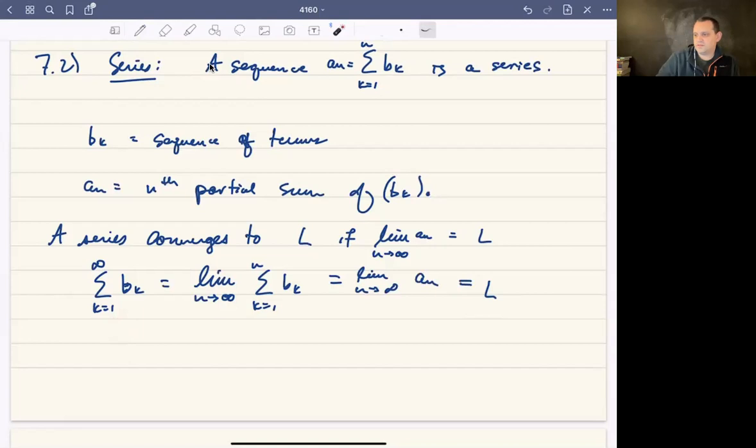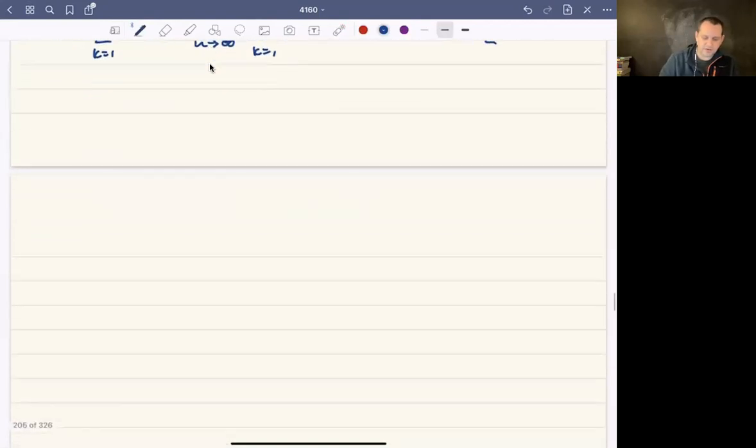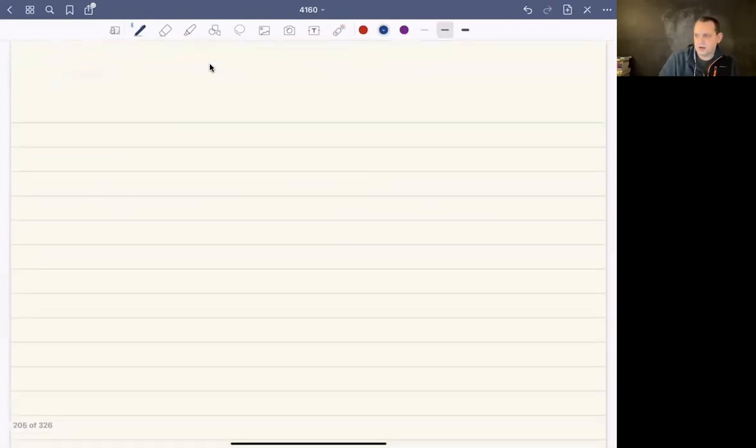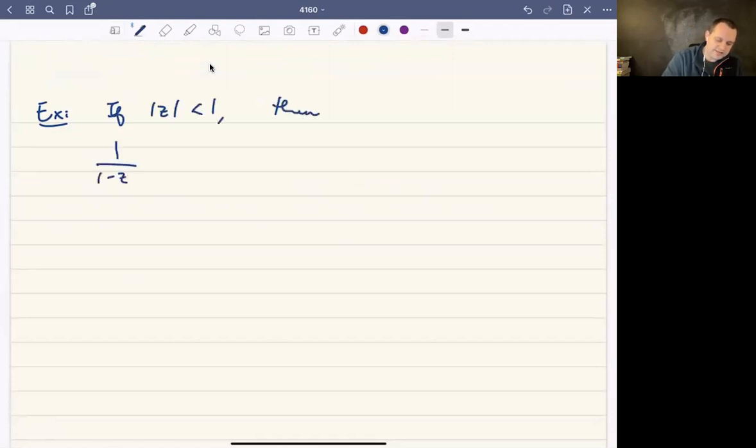Okay, and so just a few common series and a few common tricks with series. Again, this is a little bit of review, but if the modulus of z is less than 1, then 1 over 1 minus z is going to be the sum of z to the k as k goes from 0 to infinity. You're probably used to thinking about this if x is between -1 and 1, then we have this. This is the standard geometric series.